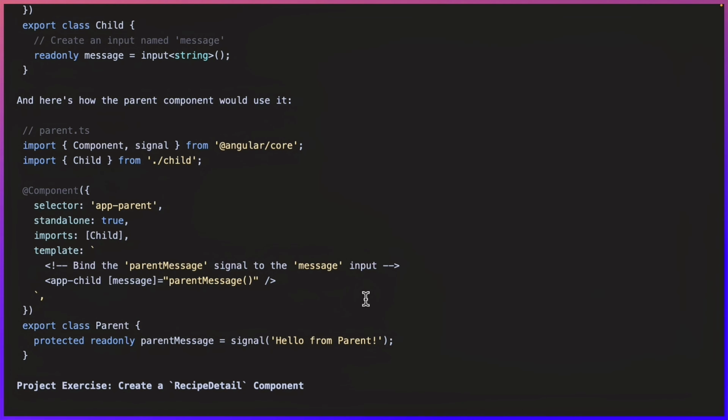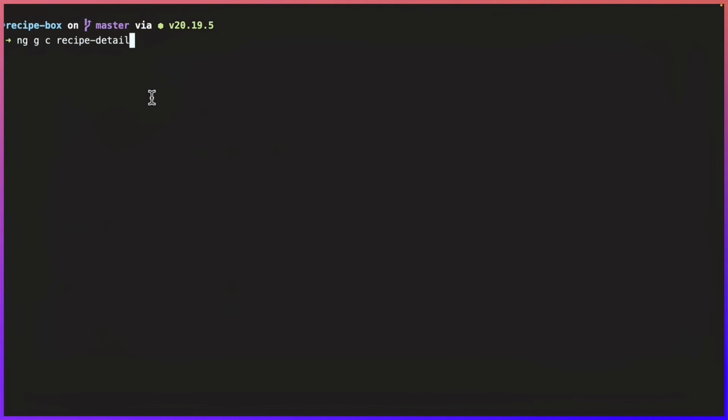Now we are moving closer to real-world scenarios where we start building a feature and it reaches a point where it's time to break that into a dedicated component. Our recipe list has reached that point now. Let's start by scaffolding a new recipe detail component.